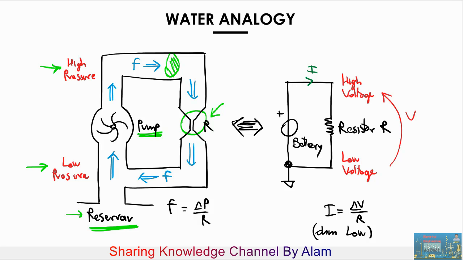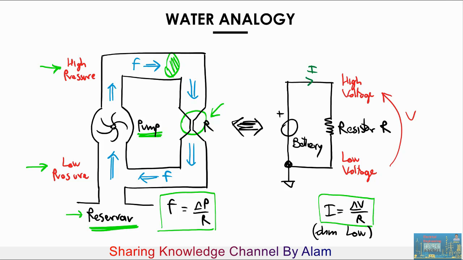So we have the equivalent circuit here on the side. We have a battery, again, which is the equivalent of the pump, high voltage at the top, low voltage at the bottom, and a resistor in between. Through Ohm's law, we are able to calculate that the current that will flow through the circuit will be equal to the difference in voltage divided by the resistance. At the same time, the flow of the water through this hydraulic system is equal to the difference in pressure divided by the resistance.